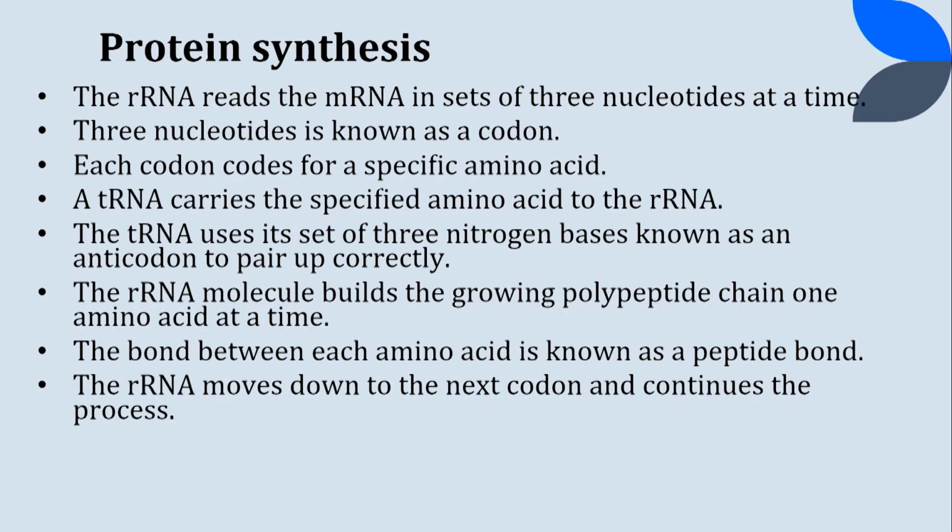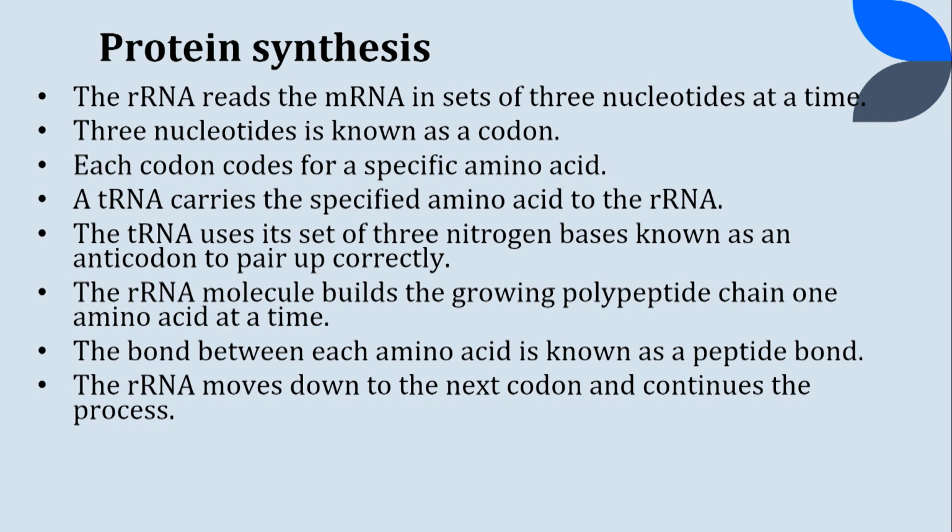Okay, so protein synthesis. What's going on here is that the rRNA reads the mRNA in sets of 3 nucleotides at a time. 3 nucleotides is known as a codon, okay? Each codon codes for a specific amino acid. So real quick, just look at how similar those words are. Codon, codes, right? That's a good way to remember the job of a codon.